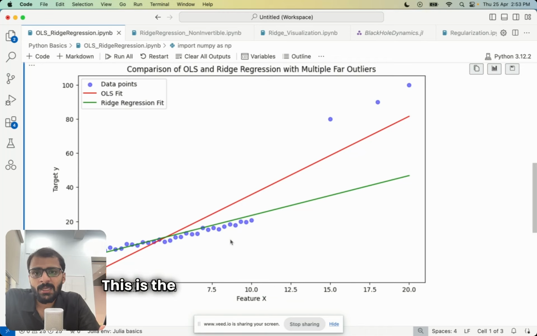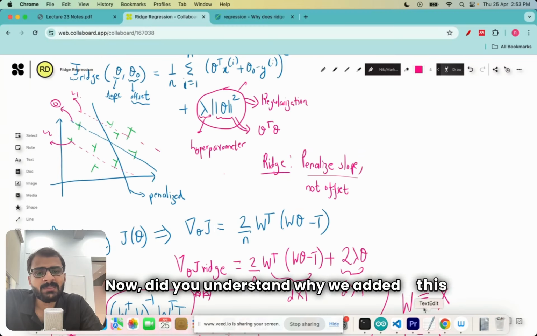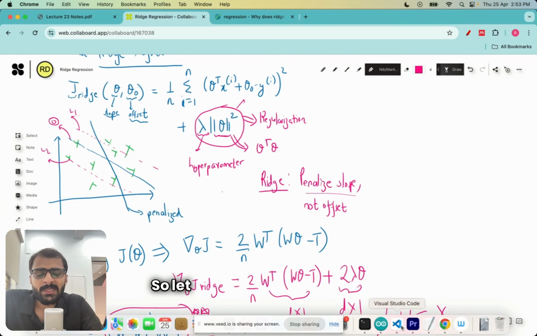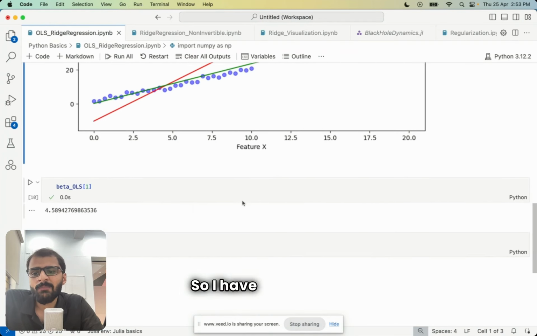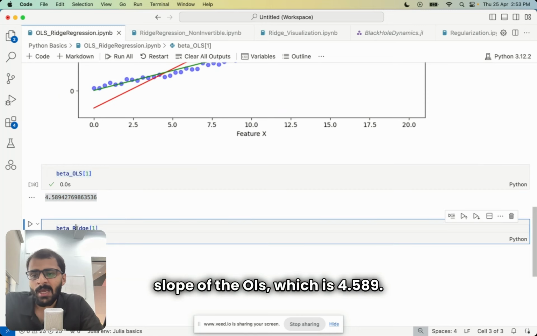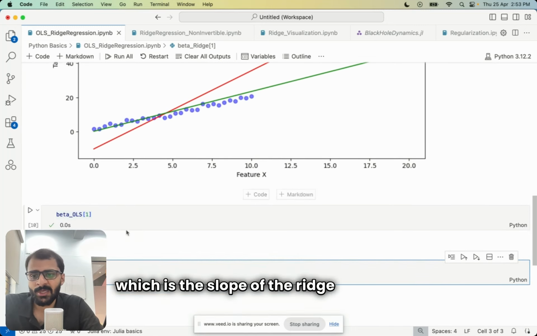This is the hands-on practical visualization of how ridge regression works and why it works. Now, did you understand why we added this lambda into modulus of theta whole square? So let us see the slope in both of the cases and let us see which is higher. So beta OLS will give me the slope of the OLS, which is 4.589, and beta ridge is the slope of the green line, which is the slope of the ridge regression.